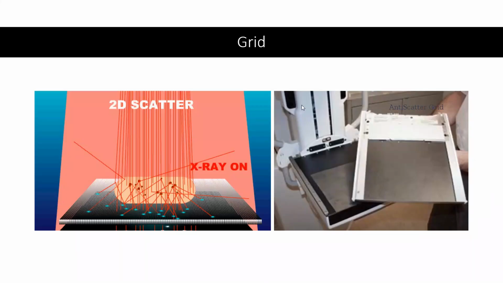Prior to the remnant radiation coming in contact with the image receptor, we would like to clean up the beam and get rid of some of the secondary and scatter radiation. To do this, we use an anti-scatter grid.